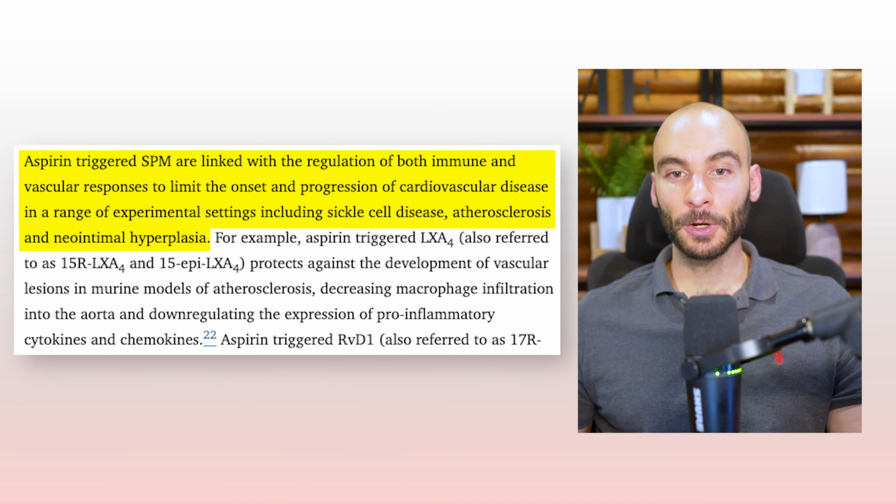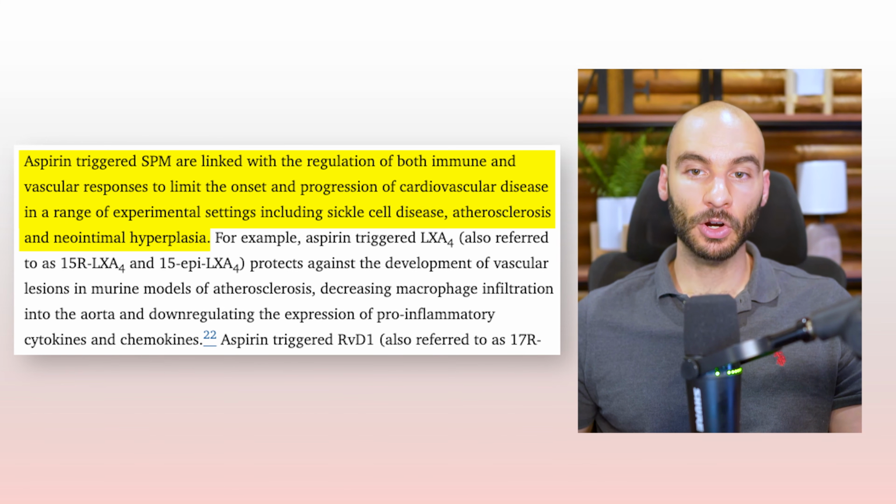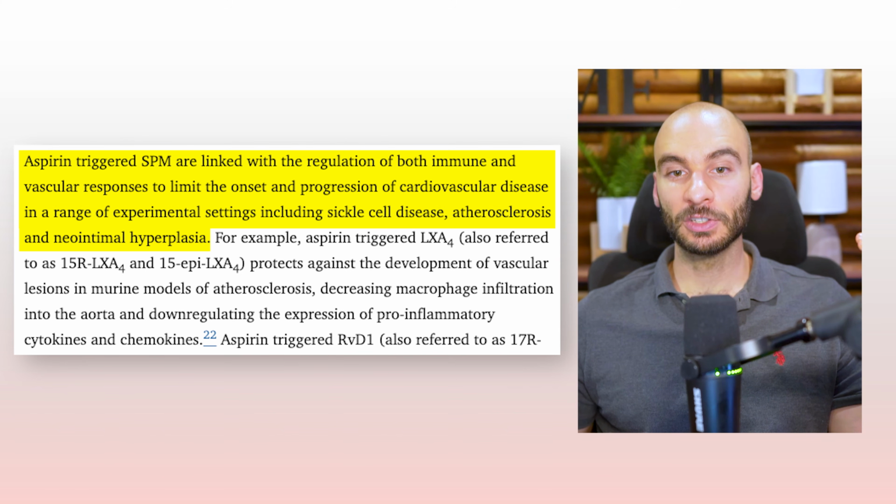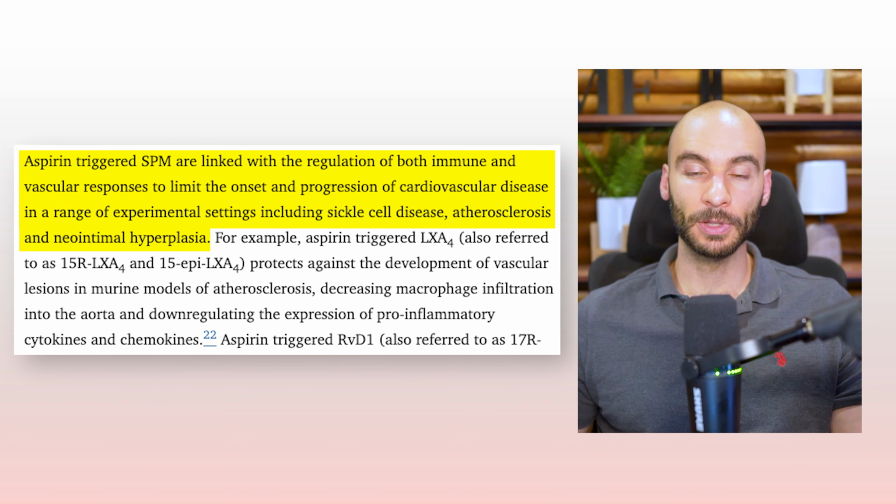They say aspirin-triggered specialized pro-resolving mediators are linked with the regulation of both immune and vascular response to limit the onset and progression of cardiovascular disease in a range of experimental settings, including sickle cell disease, atherosclerosis, and neonatal hyperplasia. So essentially what you're seeing is aspirin blocks the production of pro-inflammatory mediators and shifts towards the production of pro-resolving anti-inflammatory mediators, which again is helping to shift the balance on those problematic polyunsaturated fats and then the subsequent eicosanoids, inflammatory mediators that are produced.